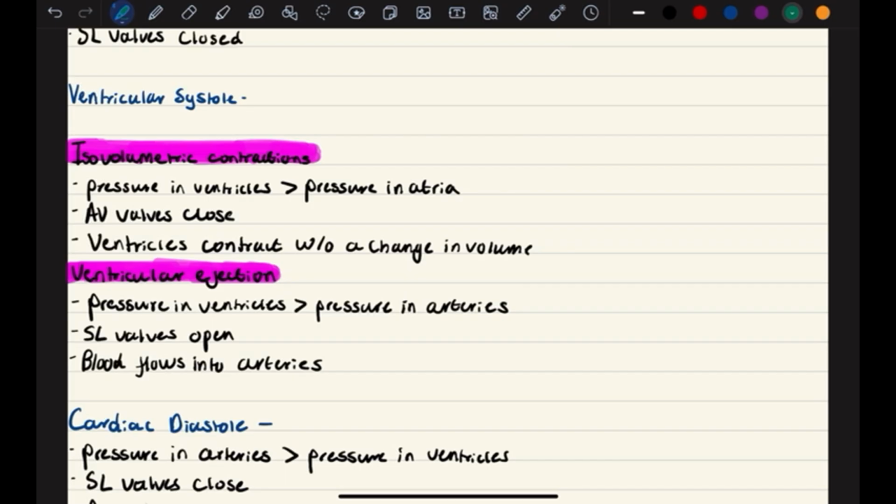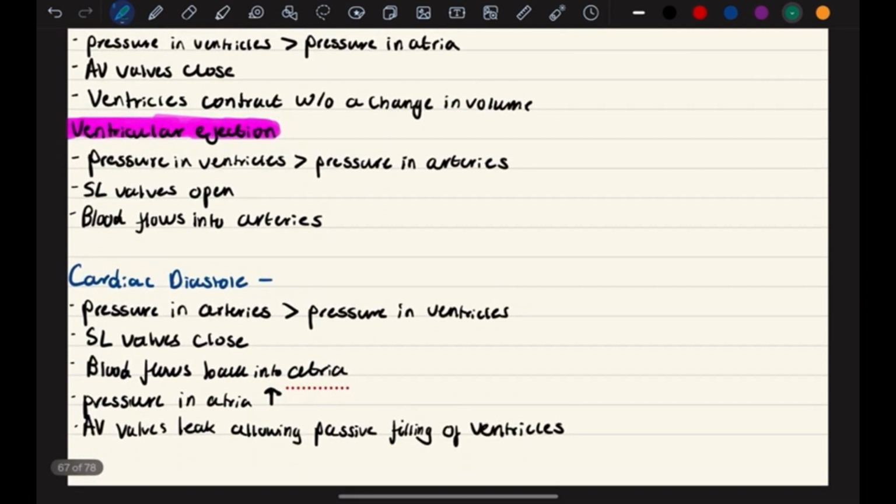Next stage of ventricular systole. So like we said, it's in two stages. The next one is going to be ventricular ejection. Cool. We've had those isovolumetric contractions. We've built up pressure inside of the ventricles, and now the pressure in the ventricle exceeds the pressure in the artery. Remember, artery, not atria. Artery. When the pressure in the ventricle is higher than the pressure in the artery, where's the blood going to want to go? Blood wants to go down the pressure gradient into the artery. So your semilunar valves need to open for that to happen, and the blood can flow through the ventricles into the artery. Happy days.